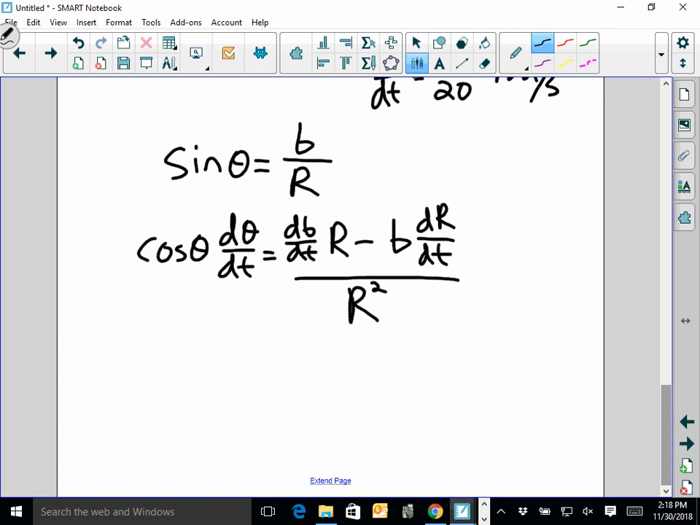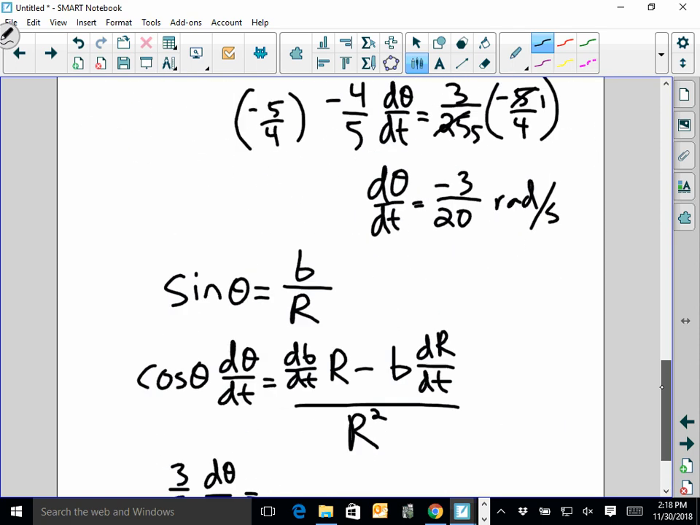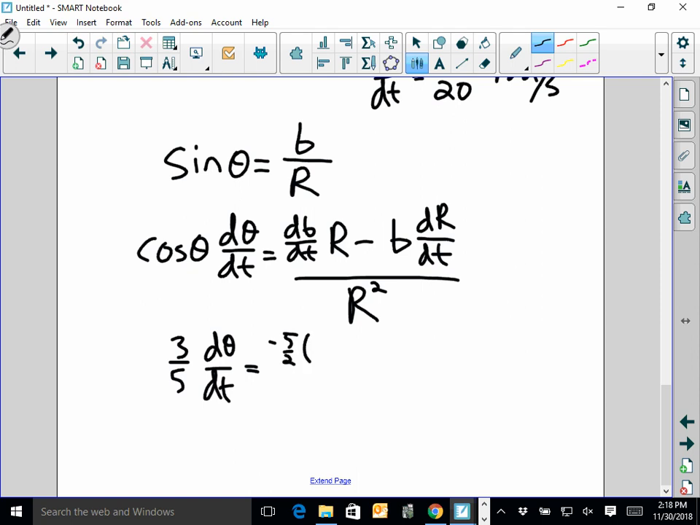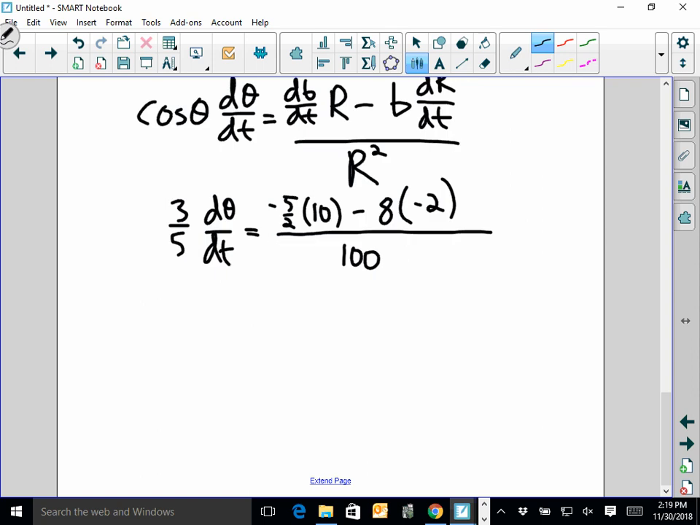Cosine theta now, when we use the constants, adjacent over hypotenuse, that would be 6/10, or 3/5, d theta dt, would equal db dt, I know from way up here is -5/2, times r, which is 10, minus b, which is 8, times dr dt, which is -2, all divided by r squared, which is 100. -5/2 times 10, that's going to be a 1, that's going to be a 5, so that's going to be -25 plus 16 over 100 equals 3/5 d theta dt.